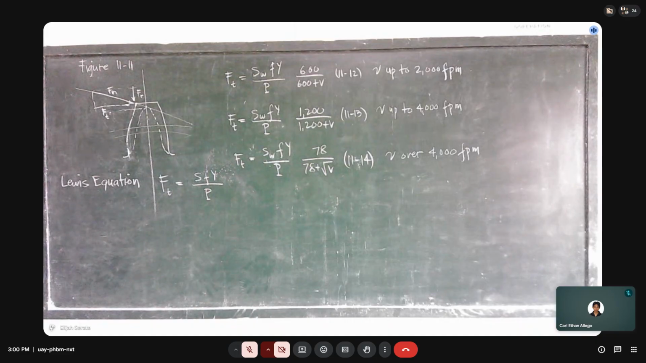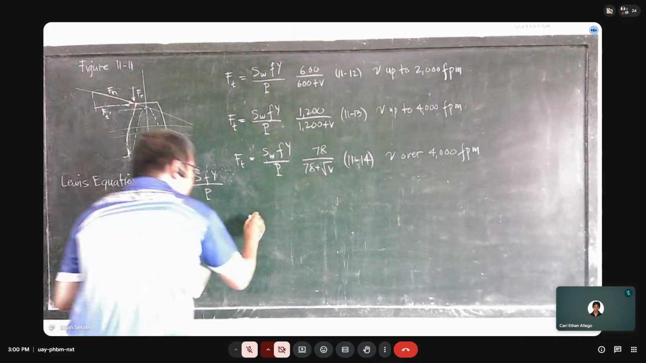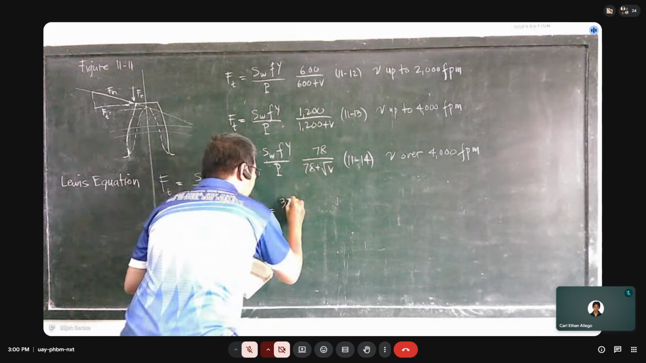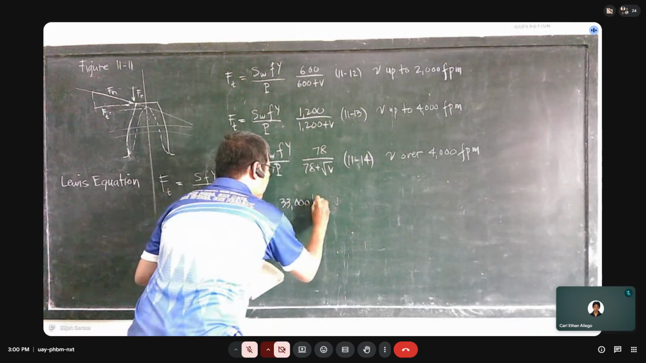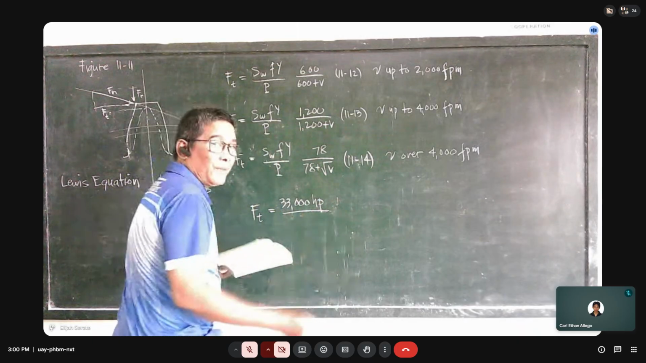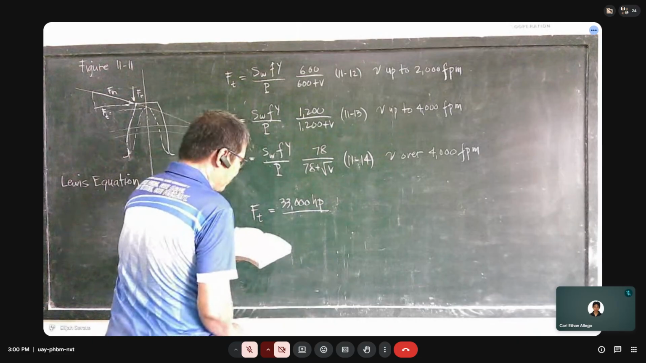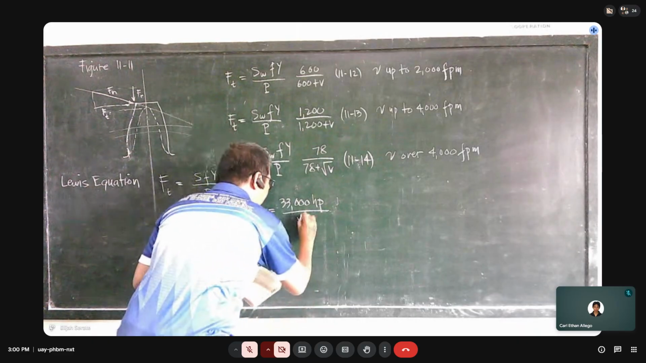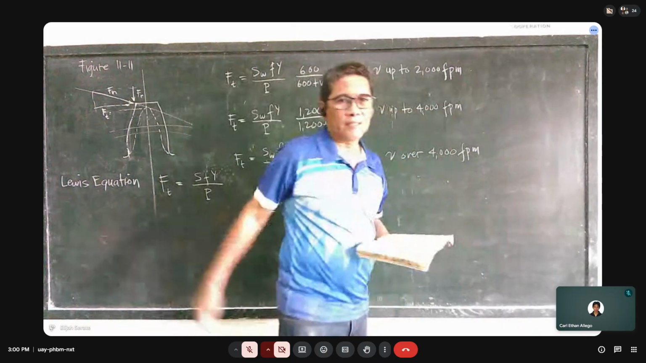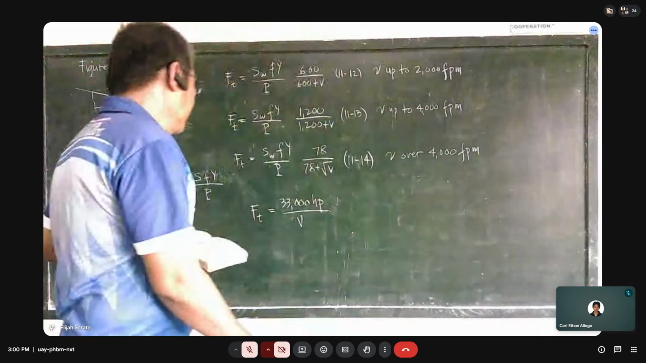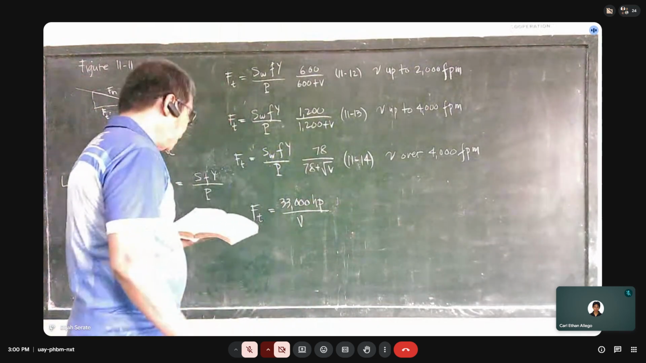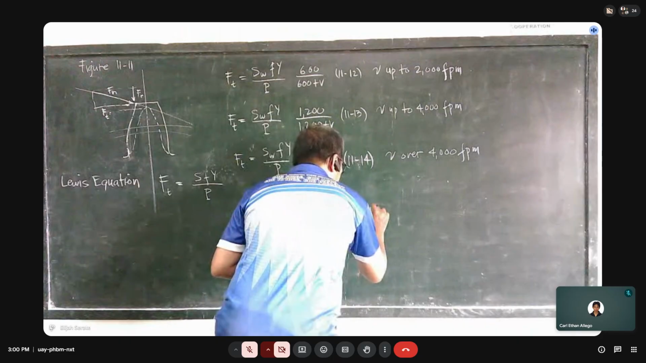Ft. How do we determine Ft? Ft is equal to 33,000 horsepower over V, in foot-pounds per minute. That is why our velocity is per minute. Okay. So that is for 11-15.